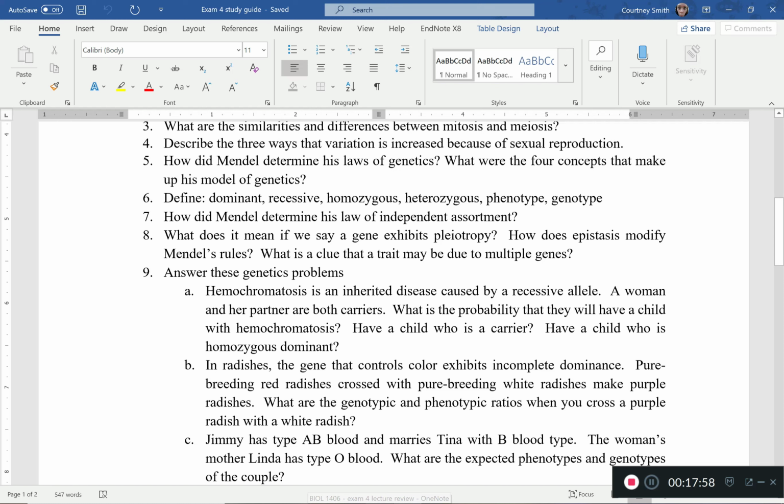So define dominant, recessive, homozygous, heterozygous, phenotype and genotype. So dominant is exactly what it sounds like. It is dominant. It is going to be expressed. He is the dominant one. Recessive means that it's not always going to be expressed.